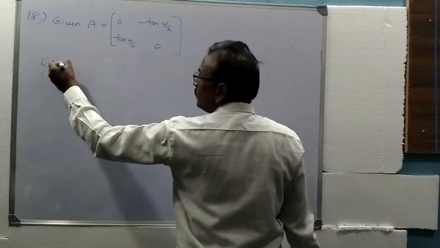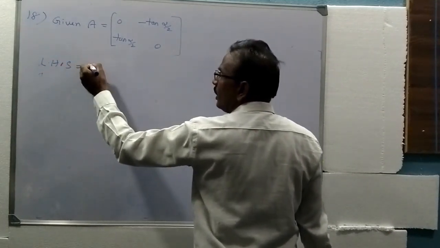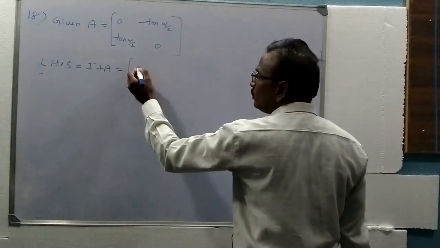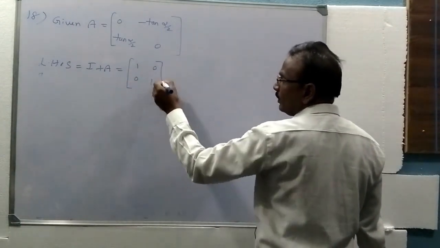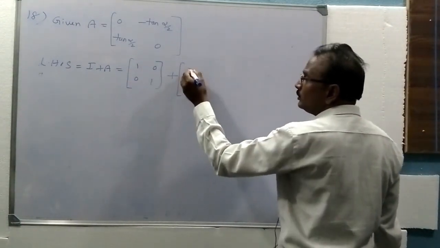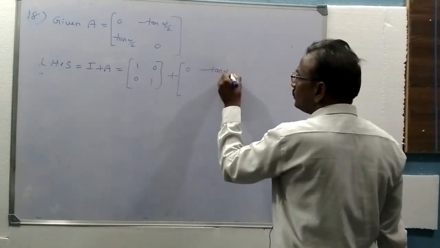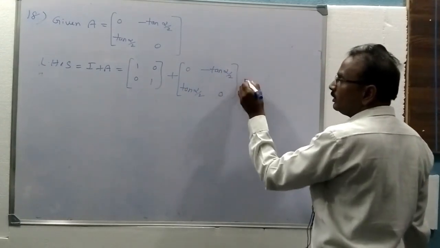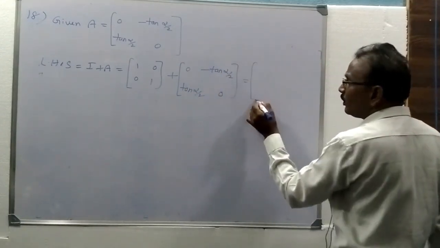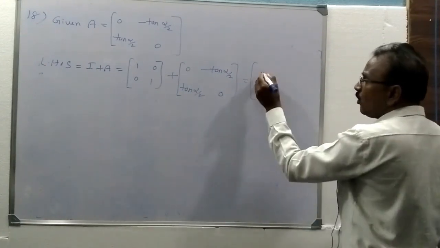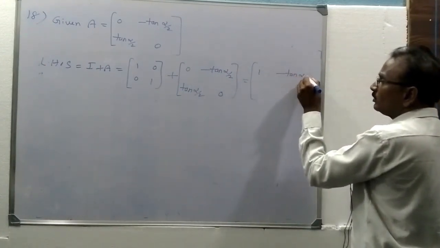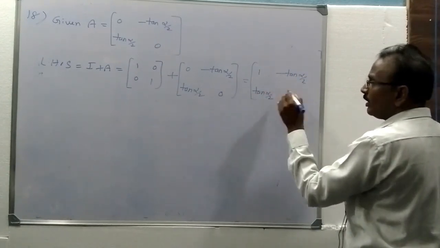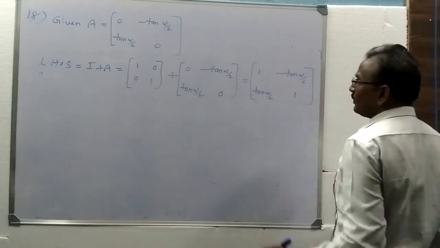Here LHS is equal to I plus A. Here I plus A, what is I? Identity matrix of order 2, that is 1 0 0 1, plus what is matrix A? 0 minus tan alpha by 2, tan alpha by 2 0. So add these two matrices, adding the corresponding elements we get the addition of two matrices. 1, minus tan alpha by 2, 0 plus tan alpha by 2, that is tan alpha by 2. So 1 plus 0 is 1. So this is LHS value.